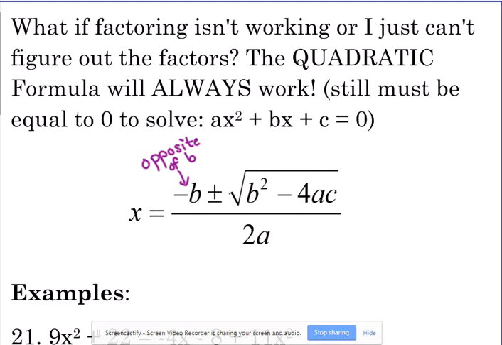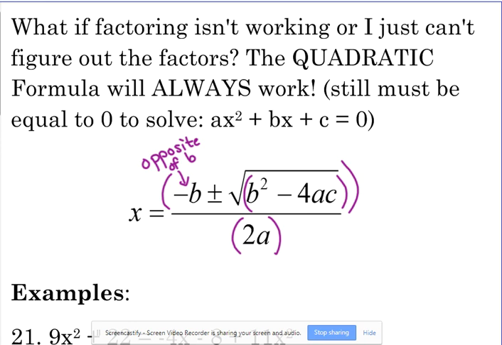We add the square root and we subtract the square root. Under the square root, this entire expression right here is under the square root. So when you type that into your calculator, you're going to have to put some parentheses. B squared minus 4 times A times C, and that is all over 2A. You're going to have to put your 2A in parentheses, and you're going to have to put this entire numerator in parentheses as well if you're typing it in all at one time.